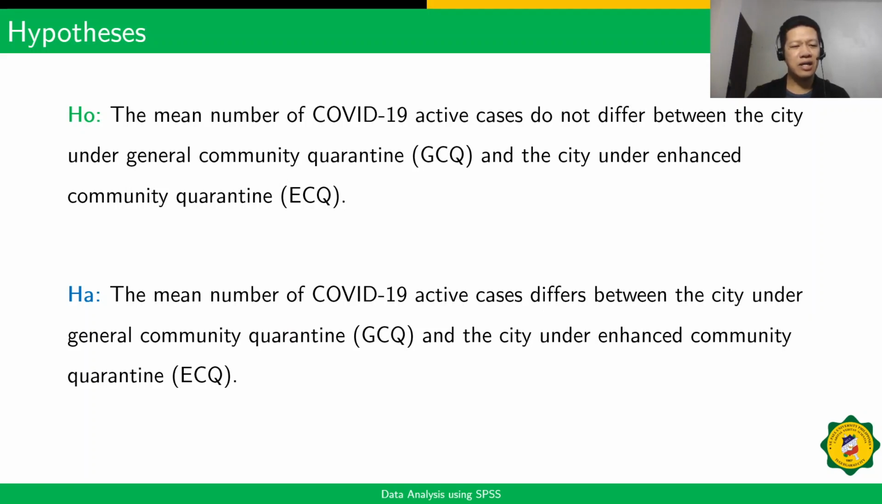So here are the hypotheses. For our null hypothesis, H sub O, the mean number of COVID-19 active cases does not differ between the city under general community quarantine and the city under enhanced community quarantine. For our alternative hypothesis, H sub A, the mean number of COVID-19 active cases differs between the city under general community quarantine and the city under enhanced community quarantine.